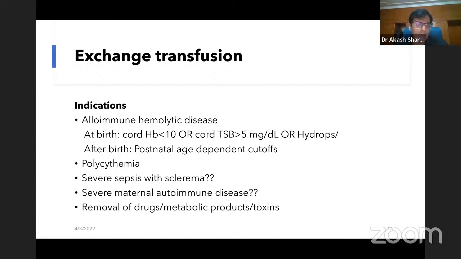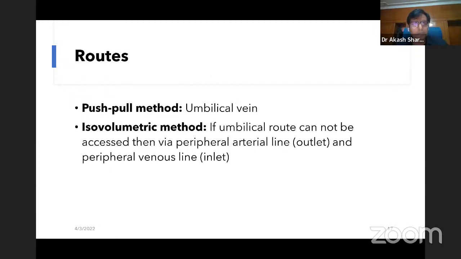Common indications would be alloimmune hemolytic disease and polycythemia. The less common or controversial ones are severe sepsis with scleroderma and severe maternal autoimmune diseases like ITP, in which the mother had thrombocytopenia and the child also has severe thrombocytopenia, or even myasthenia, in which a neonate has transient myasthenia. At times, people have used exchange anecdotally for removal of drugs or suspected toxins.